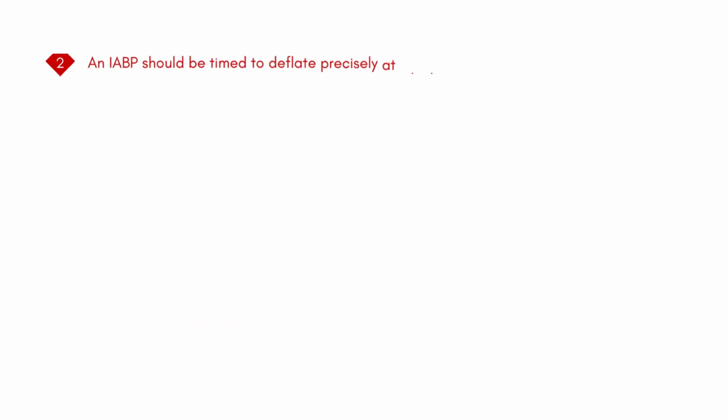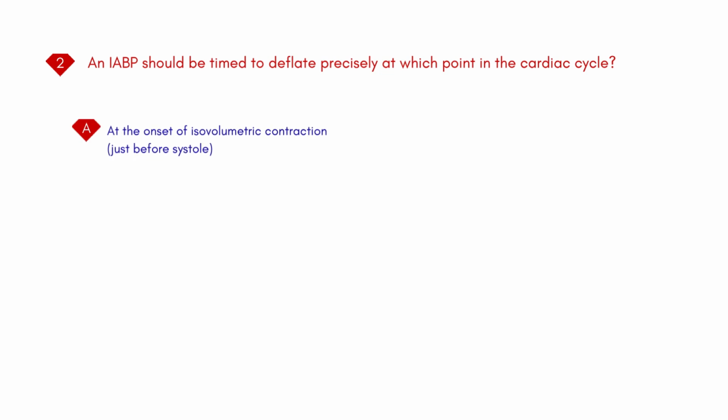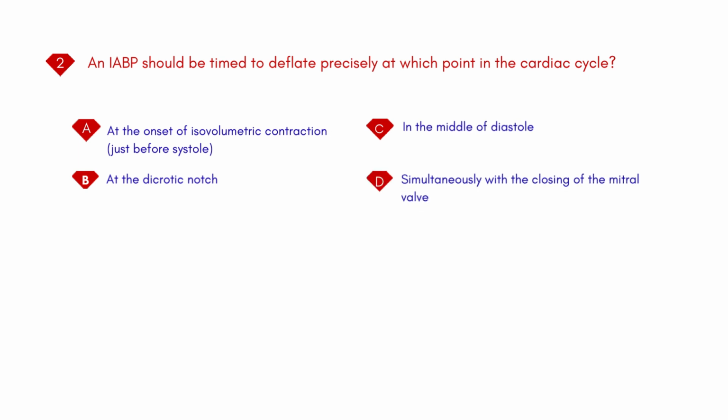An IABP should be timed to deflate precisely at which point in the cardiac cycle? A. At the onset of isovolumetric contraction, just before systole. B. At the dicrotic notch. C. In the middle of diastole. D. Simultaneously with the closing of the mitral valve. Answer: A. At the onset of isovolumetric contraction, just before systole.